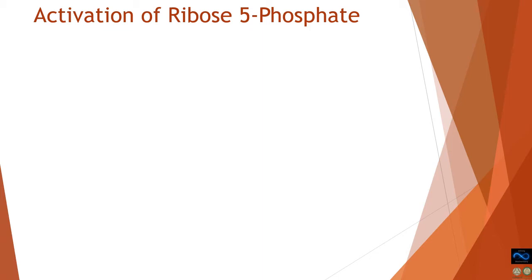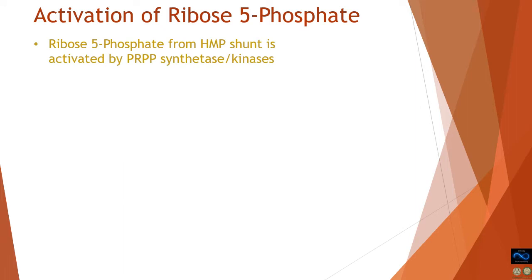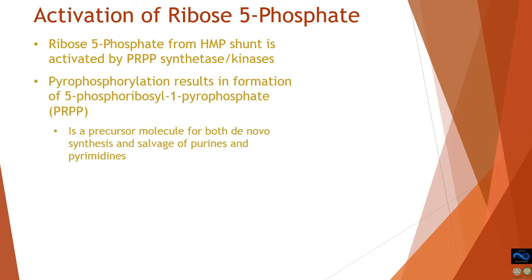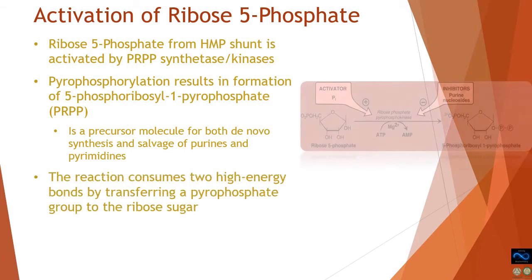Step 1, or phase one, of purine biosynthesis is the activation of ribose 5-phosphate. This ribose 5-phosphate, as I already told you, comes from the HMP shunt pathway. I'll be doing a separate lecture on the HMP shunt. When ribose 5-phosphate is derived from it, it is activated by specific enzymes, PRPP synthetase or kinases. They transfer the pyrophosphate moiety to ribose 5-phosphate, resulting in the formation of PRPP, which is 5-phosphoribosyl 1-pyrophosphate.